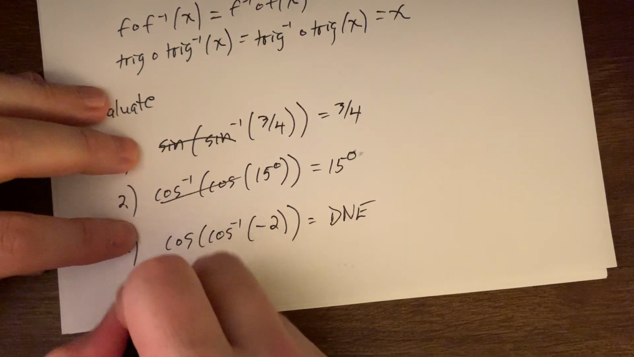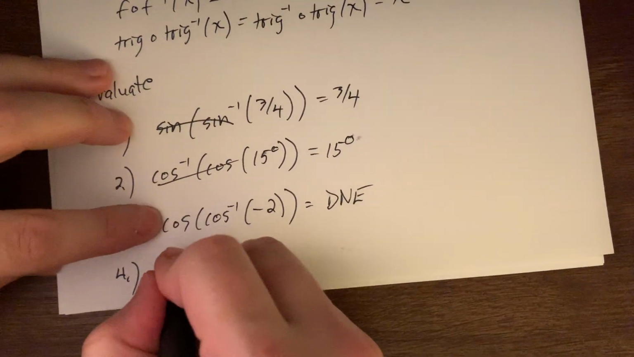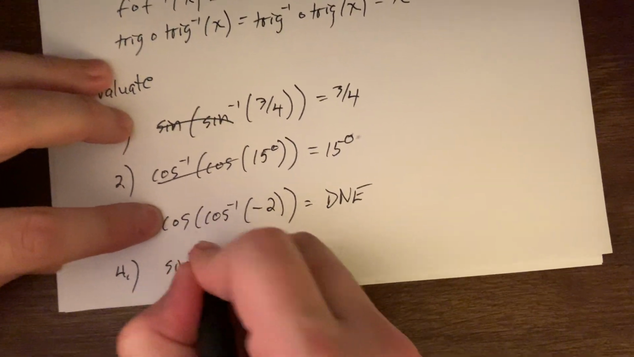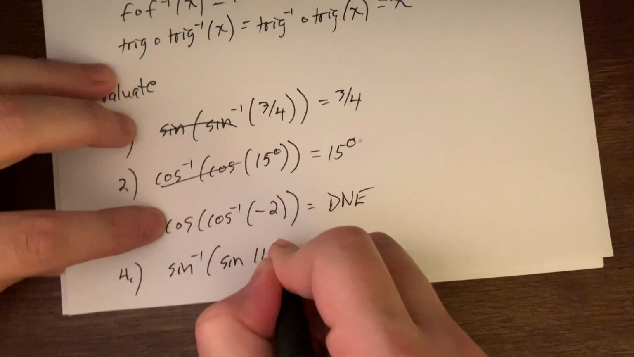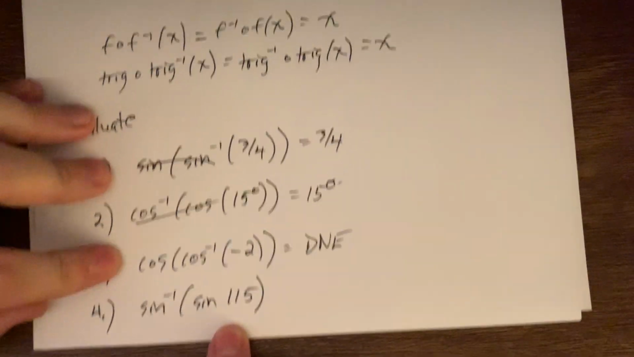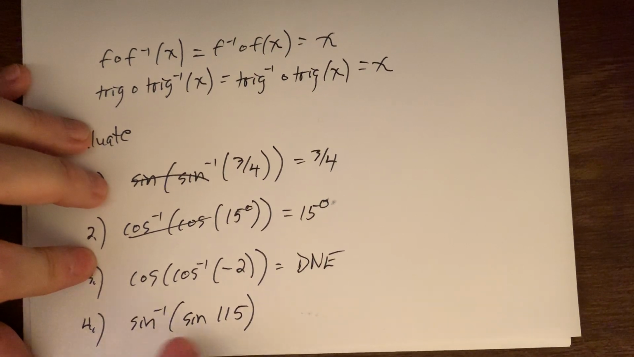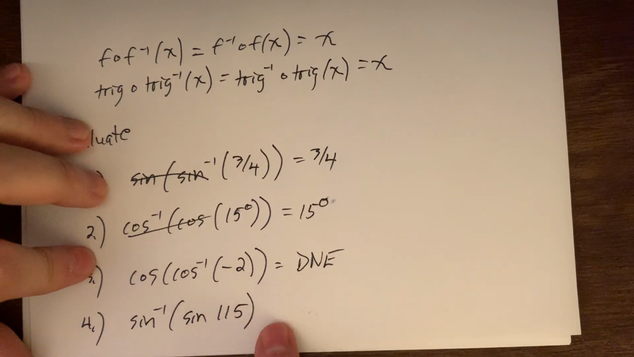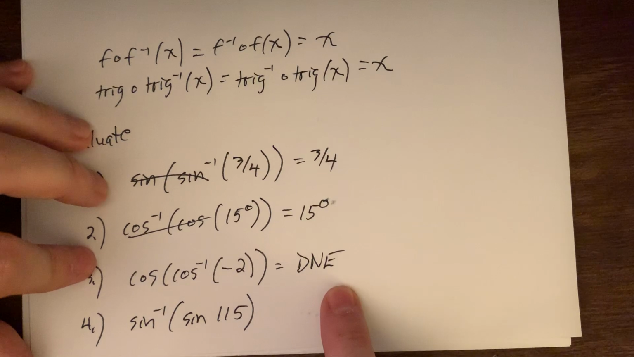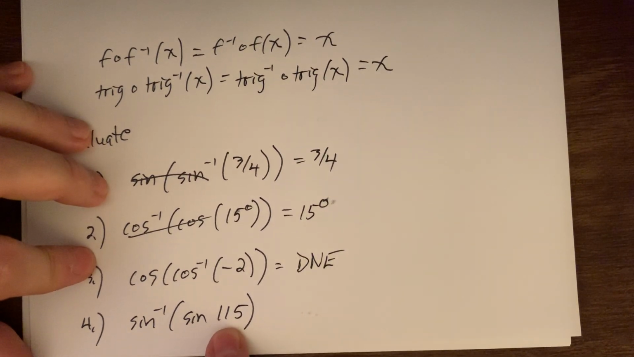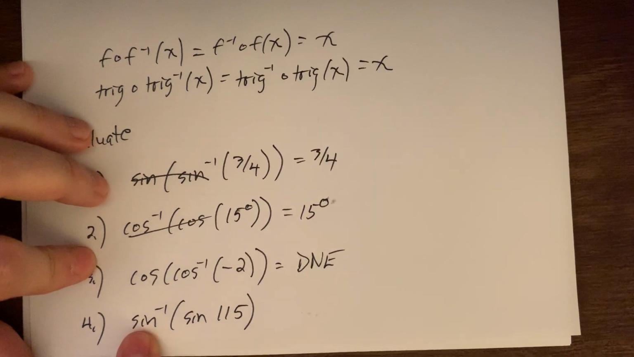But now, number 4, let's do inverse sine of sine of 115 degrees. Now, you put this in your calculator, you do not get 115. It's not an error. 115 does work in the regular sine function, but is not an angle that works as an answer for the inverse sine.